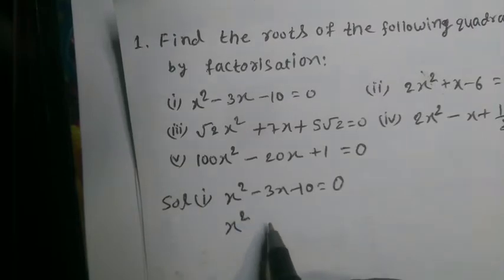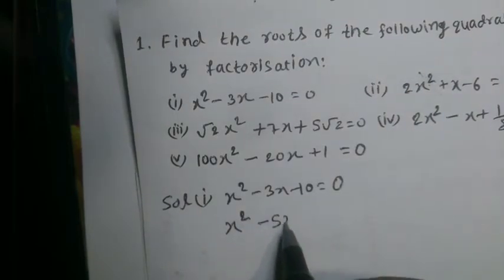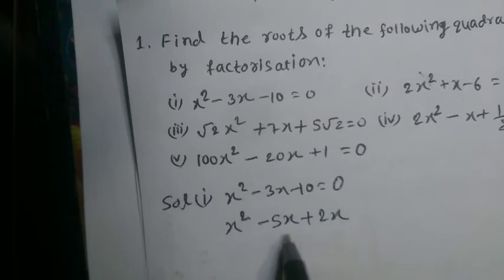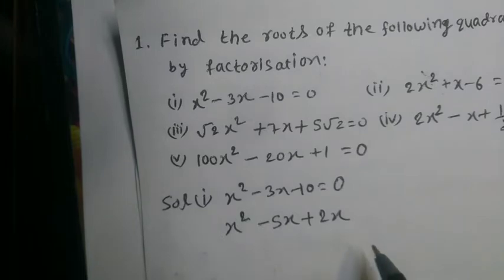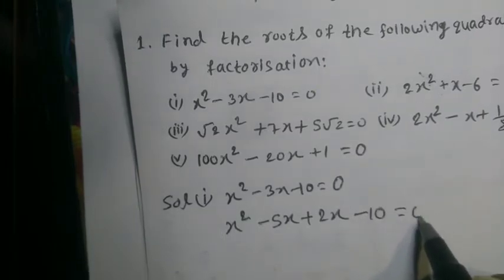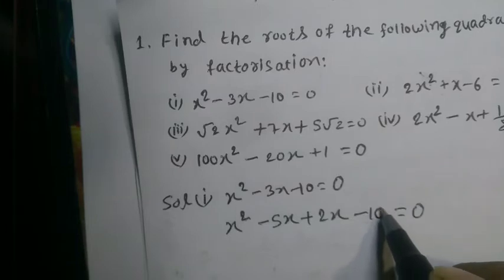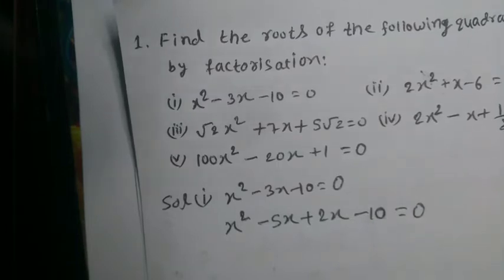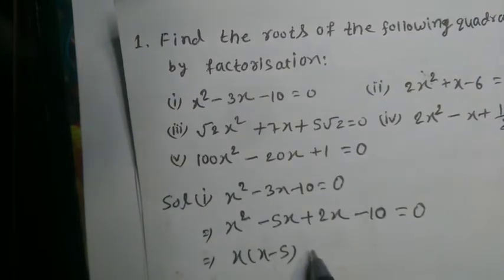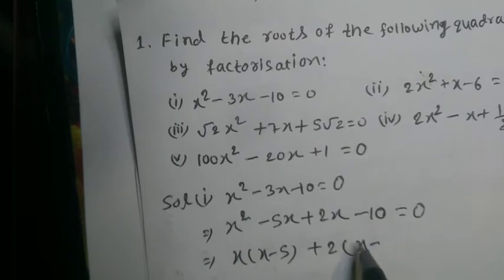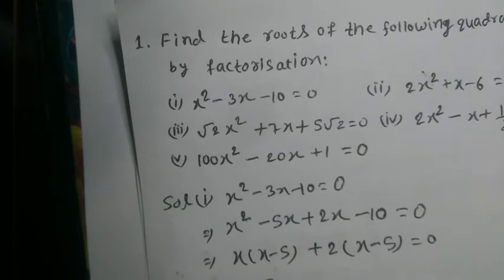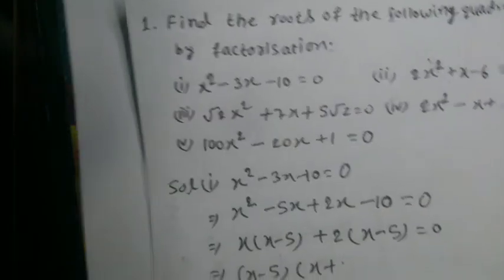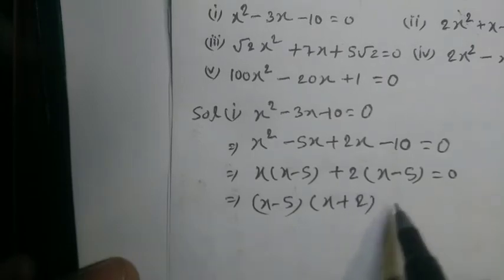So if we write this as minus 5x plus 2x, then we get minus 3x. When we multiply minus 5 into 2, then we get minus 10. So this is the correct split. Implies x is common, so x minus 5 plus 2 is common, so x minus 5 times 2 is minus 10, equal to 0. Again x minus 5 is common, then we get x plus 2 is equal to 0.